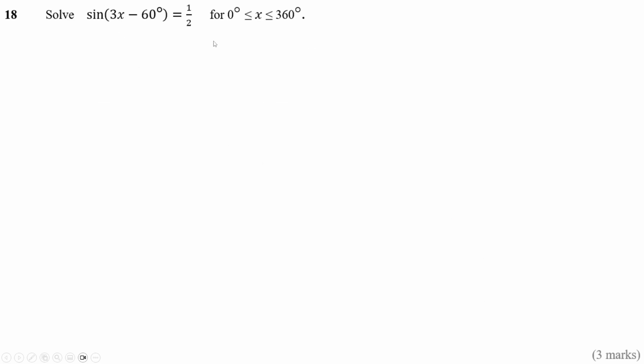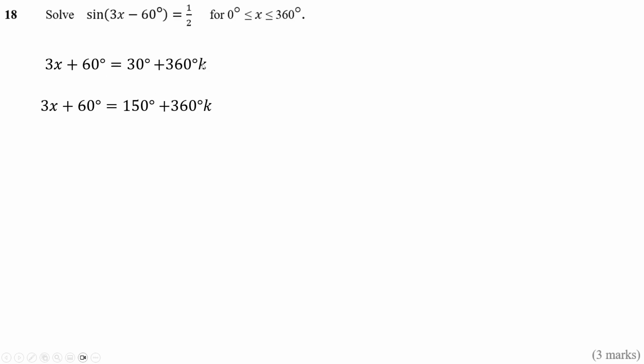Solve this. We need to remember one thing for this question: we've transformed it, so we've squished it in by 3, and then we've moved it 60 degrees to the right. If you inverse both sides, you get 3x plus 60 equals 30 degrees. The other solution will be 180 minus 30, so 3x plus 60 equals 150 degrees. But what I'm also going to do is add on the period of the wave, so it repeats every 360 degrees, because that's just what sine does.